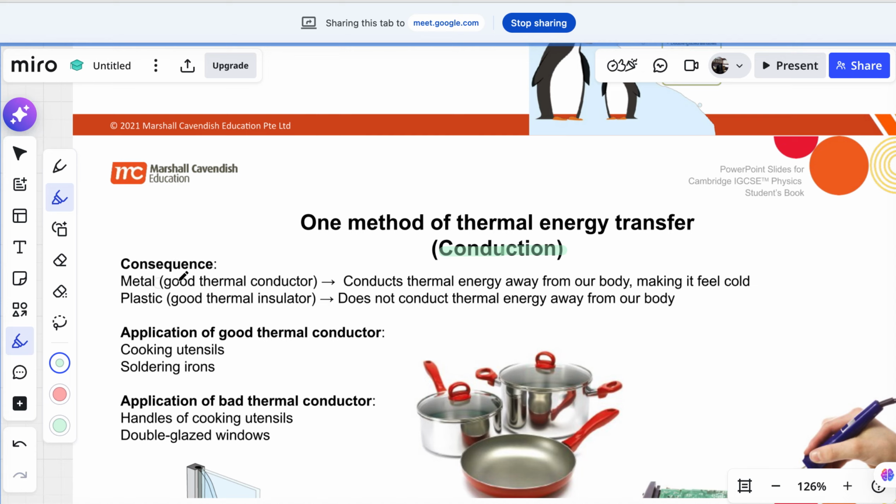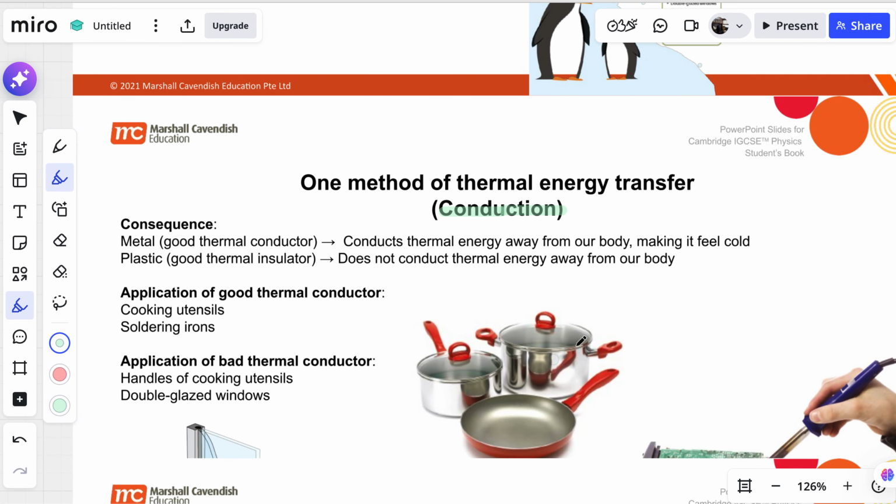Now, what are the consequences? Metals are good thermal conductors naturally. That's why we use them to make cooking pots, fry pots, heating kettles, and so on. They conduct thermal energy away from our body, making it feel cold. Plastics, which are good thermal insulators, do not conduct thermal energy away from our body.